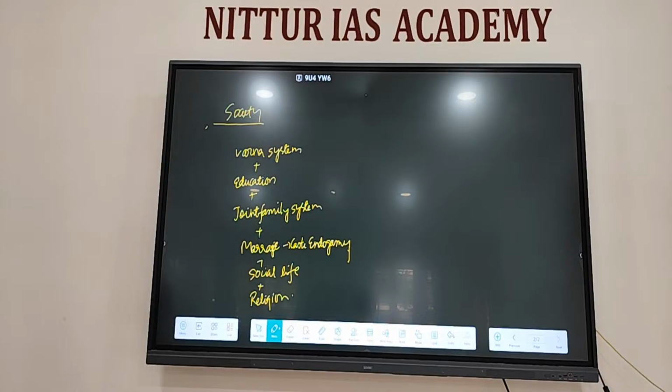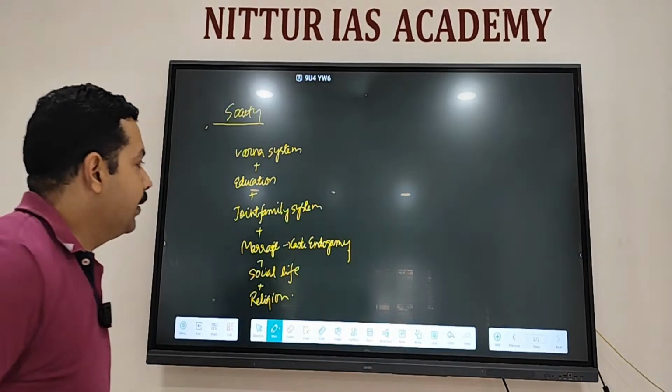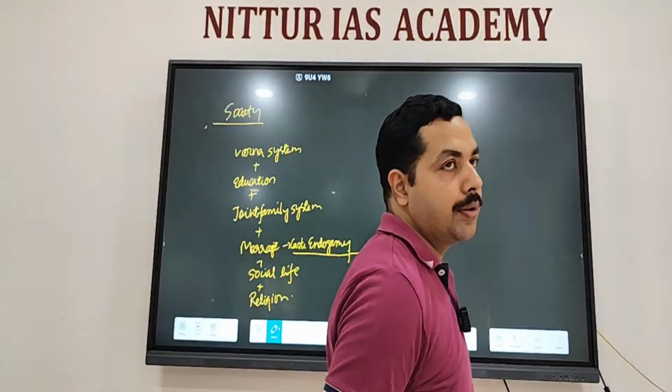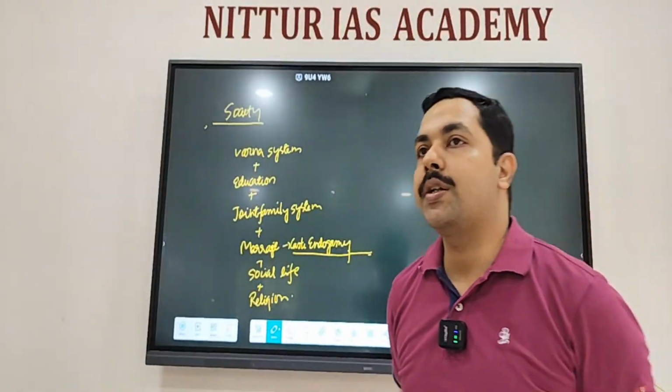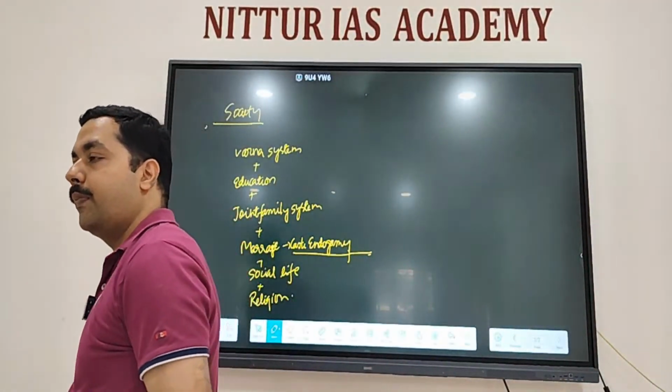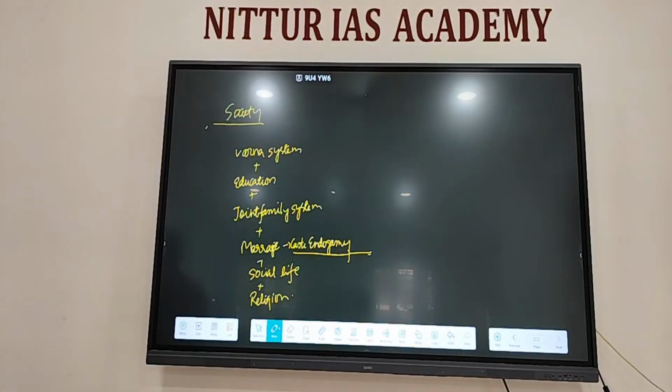Right? Next point, caste endogamy marriages became more common and inter-caste marriages declined.